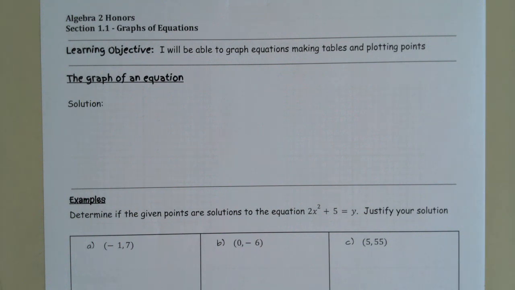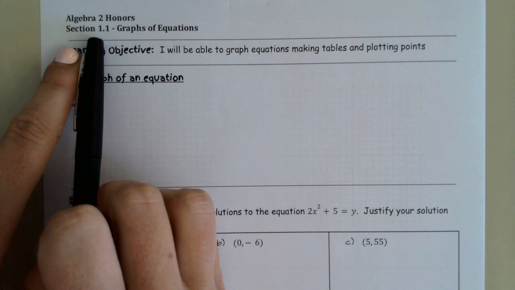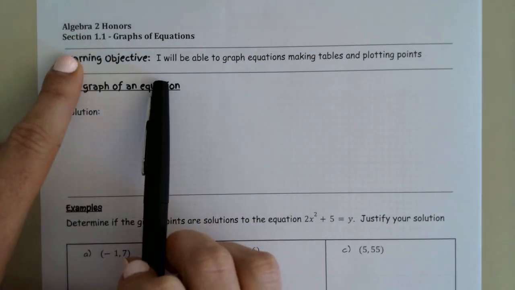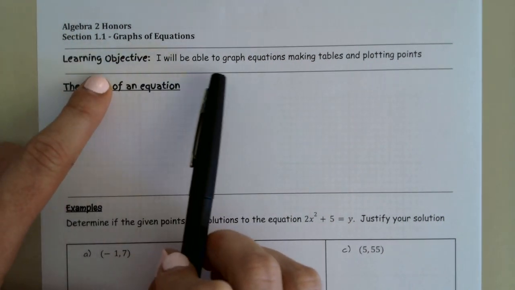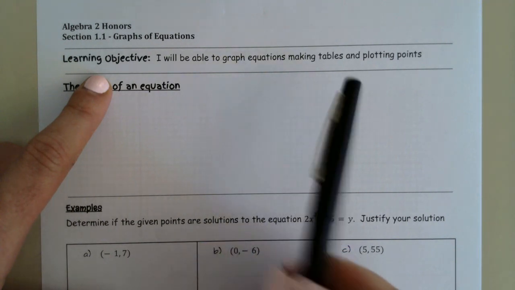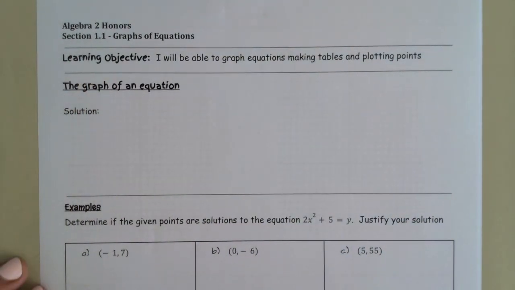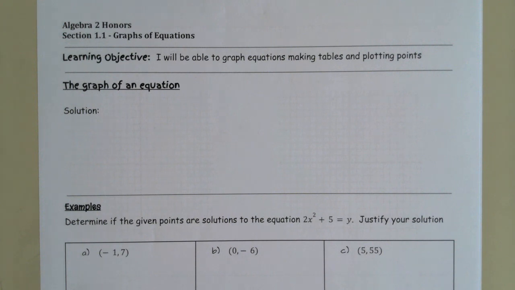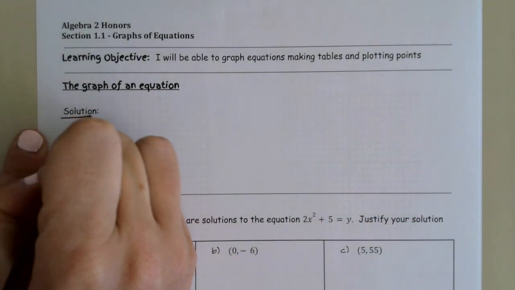Okay, so today we are in section 1.1 in our book, and our learning objective is you will be able to graph equations, making tables and plotting points. Okay, so first thing is we need to talk about this word solution.